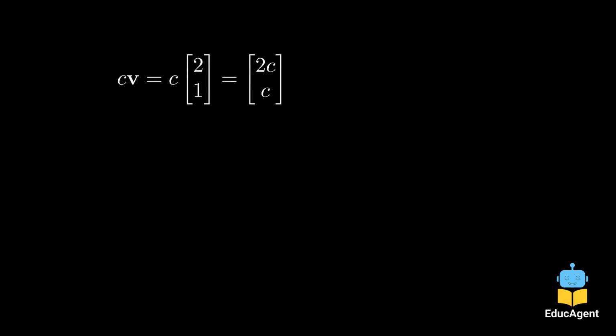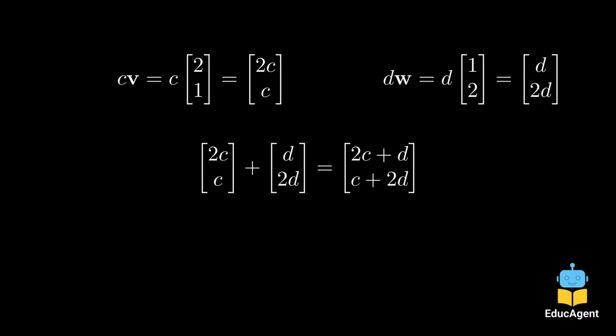Scale v by an arbitrary scalar c. Multiply each component by c to obtain 2c and c. Similarly, scale w by d to get d and 2d as components. Add the scaled vectors component-wise to get a general result, 2c plus d for the first component and c plus 2d for the second.